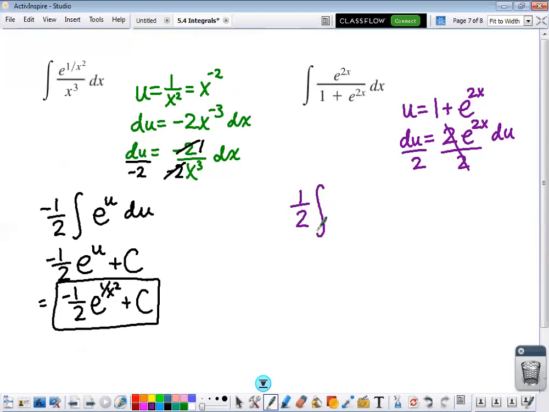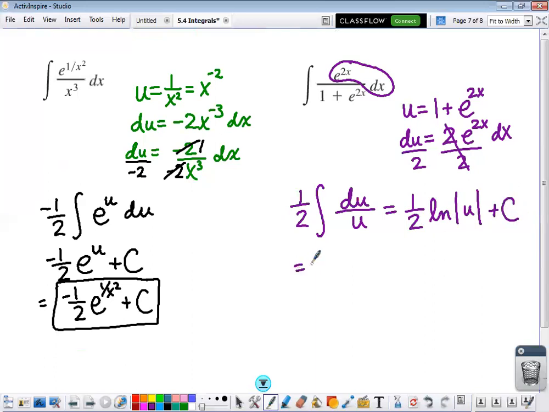This e to the 2x dx, I forgot, I put a du there by accident. Let me switch that around. That should have been dx. Our e to the 2x dx, all of that is our du, and then our bottom is u. Well, what's the integral of du over u? Natural log, absolute value of u. So it's 1/2 ln absolute value of 1 plus e to the 2x, plus c.